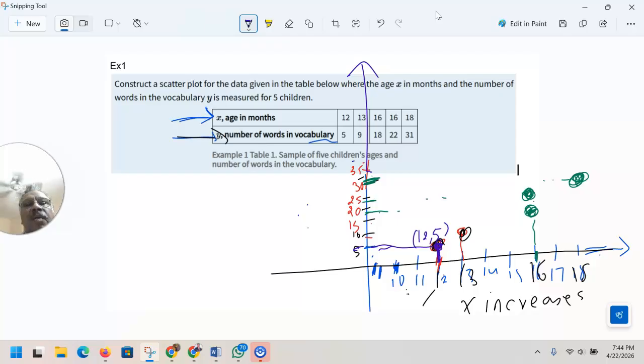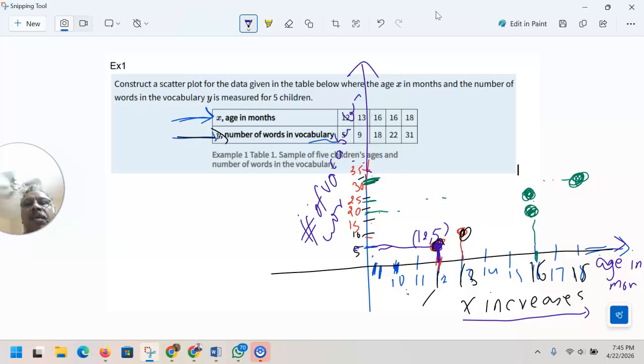So this y-axis is the number of vocabulary words. Okay, and this x-axis is age, age in months. So this is age in months. Okay, so as x increases, the y also increases.